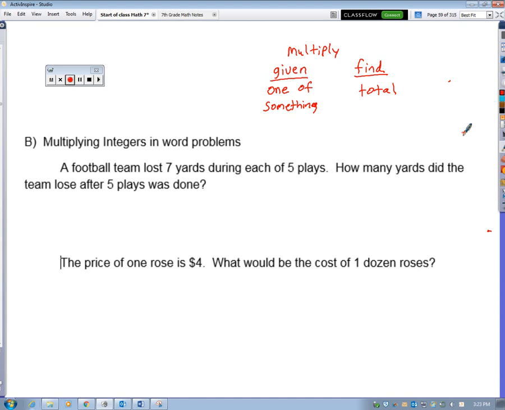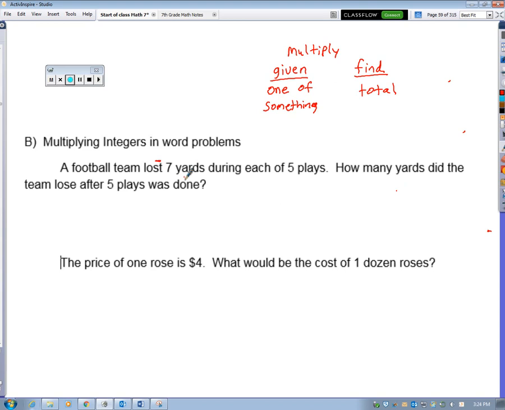Let's take a look at our first problem. A football team lost 7 yards during each of 5 plays. How many yards did the team lose after 5 plays was done? Let's find our positive and negative numbers first so we can label those. If you're losing yards, that's going to be negative. During 5 plays, that's just going to stay a positive number. They're not telling us it's negative, so we'll leave it just like that.